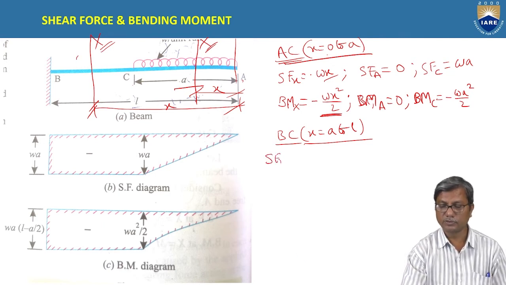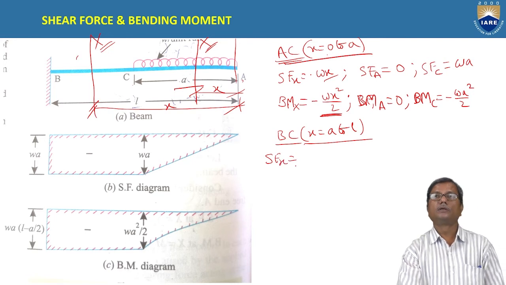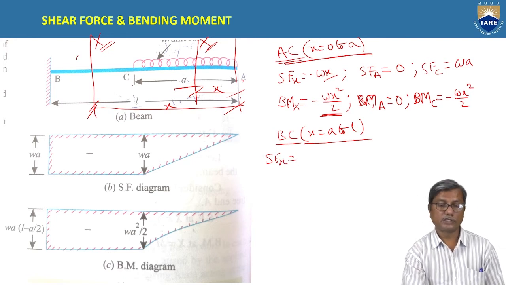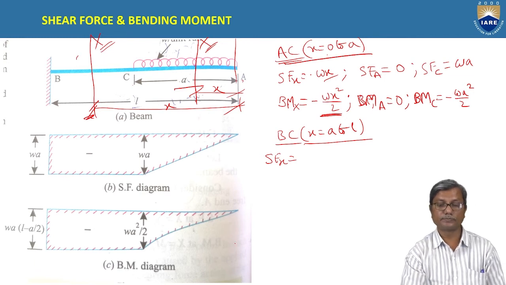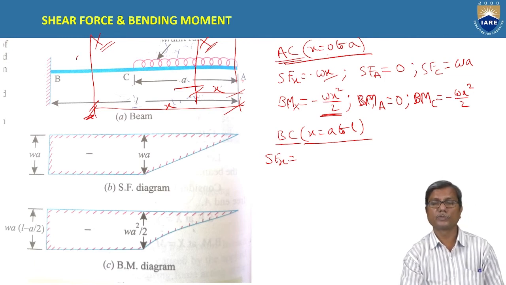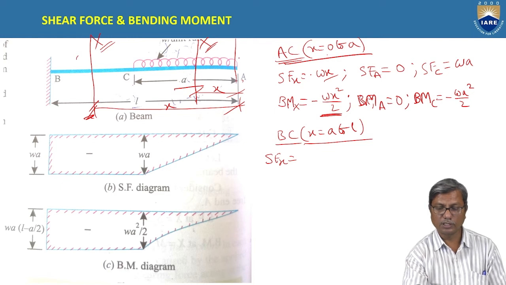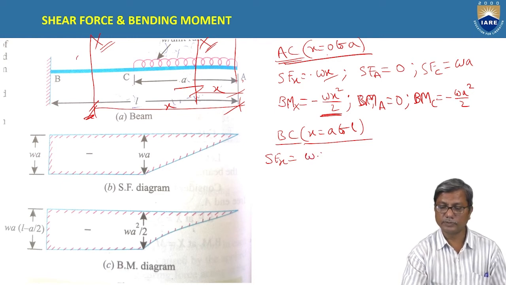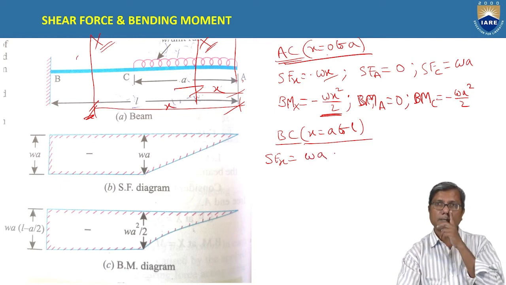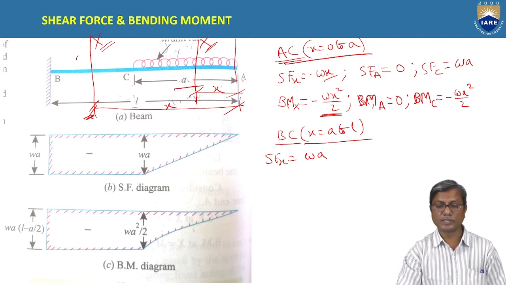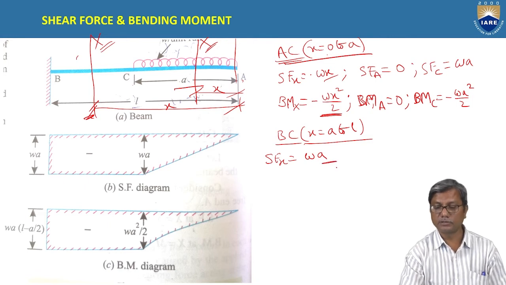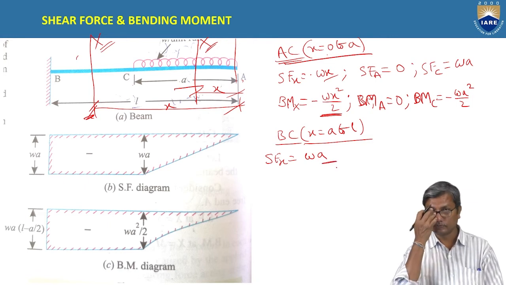So now find the shear force at X. What is the shear force at X in this case, considering the right hand section in portion BC? What is the total load on the right hand side? It is WA, and positive because it is downwards on the right side. And it is independent of X. If you observe, this is independent of X.